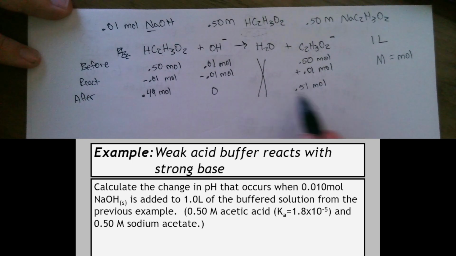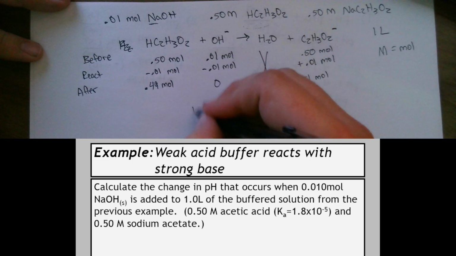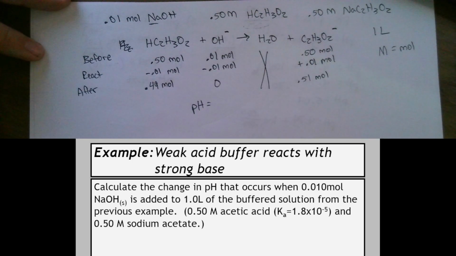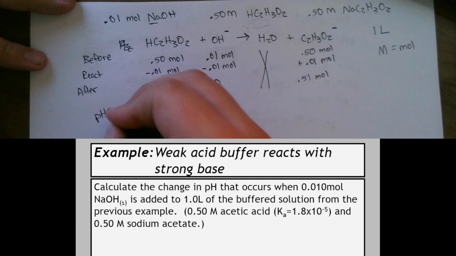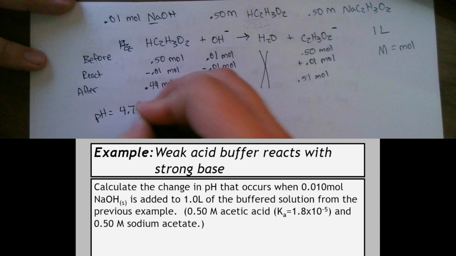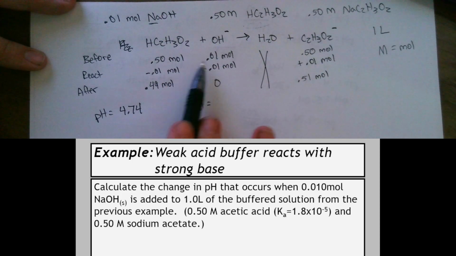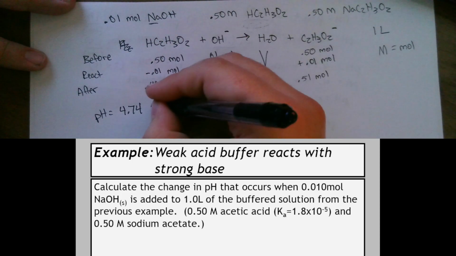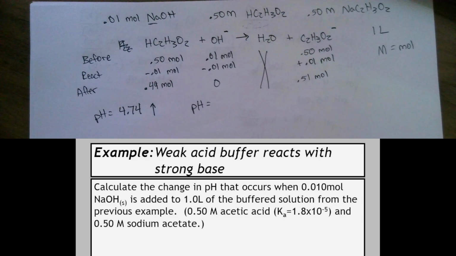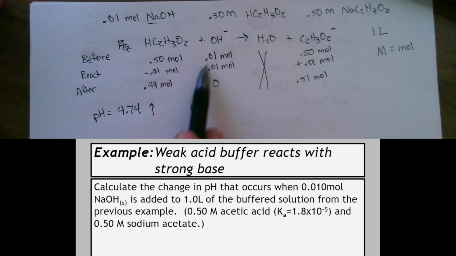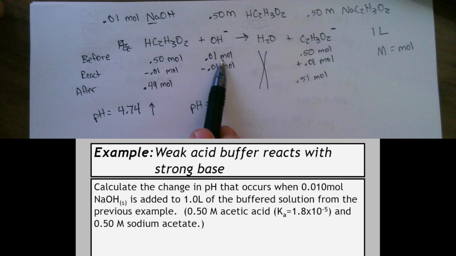So these are my new concentrations of everything. I'm just going to do the Henderson-Hasselbalch equation to see what my new pH is. My pH before, if I look at the last example, was 4.74. When I add this strong base, I would expect this to increase a bit because I'm adding base to it. If this wasn't a buffer solution, it would increase substantially. 0.01 mole of NaOH has a pH of like 12. So I'd expect this number to go up quite a bit.